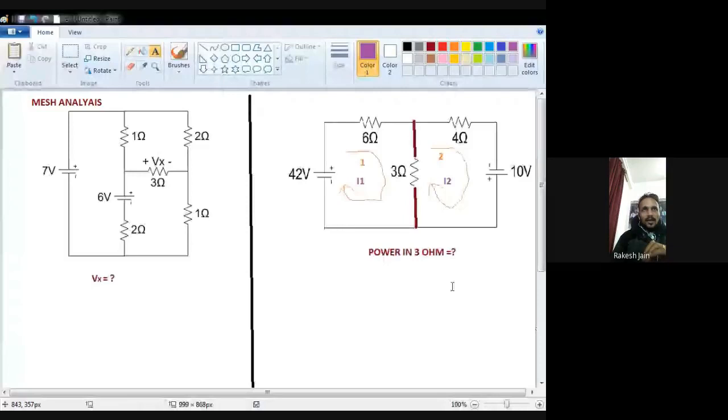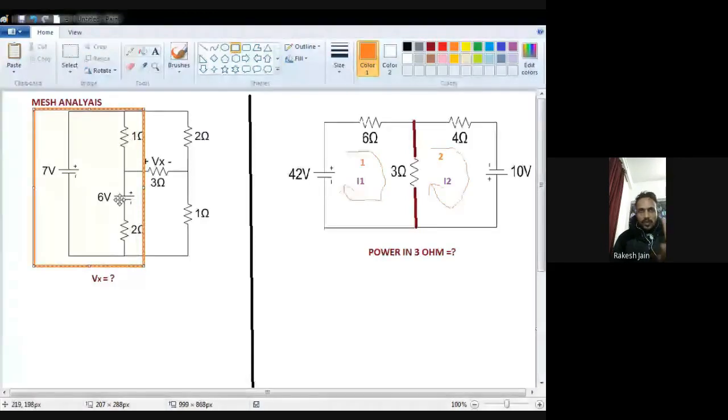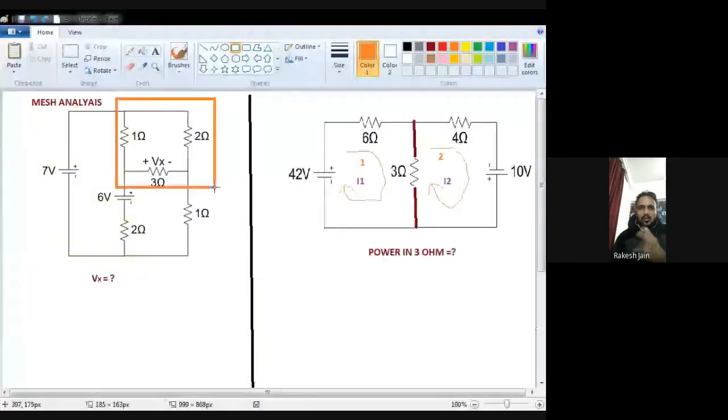See, how many closed paths are there? This 7 volt battery, 1 ohm resistance, 6 volt battery and 2 ohm resistance all behave as a closed path. So that is one closed path. Second, this 1 ohm resistance, this 2 ohm resistance and this 3 ohm resistance also behave as a closed path. So this is the second closed path.